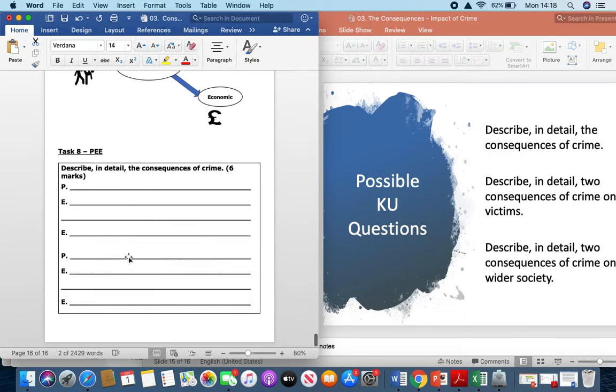Then you could do another one for the victim. You could do one for the perpetrator. You could do one for any other one that you want. So that's 2 PEEs. And if you want some extra practice, which I think is a good thing to do, I would maybe build on this. There's pretty regularly a question that goes on that looks something like this.